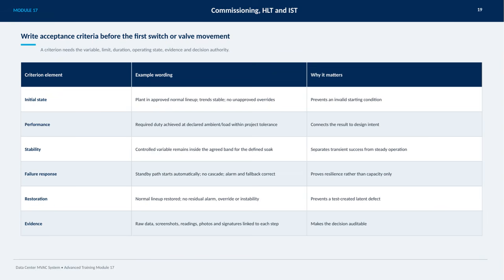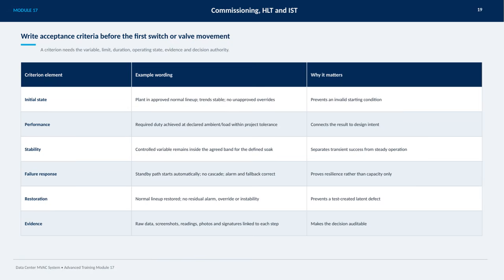For example, the initial state criterion requires the plant to be in an approved normal lineup with stable trends and no unapproved overrides. This prevents starting off on the wrong foot and avoids invalid conditions. The performance criterion ensures the system achieves the required duty under declared ambient and load conditions, linking the outcomes directly to the design intent. Stability means the controlled variable stays within an agreed band for a defined soak period, which helps distinguish between short-term success and true steady operation.